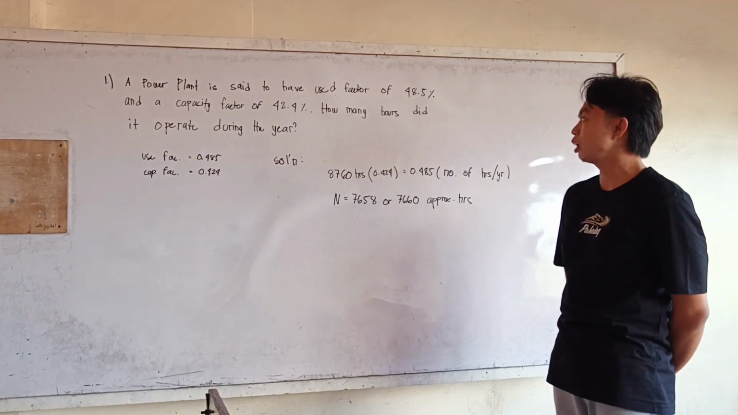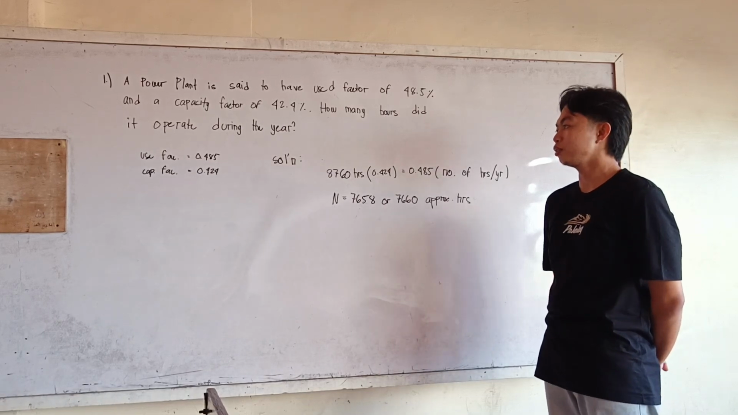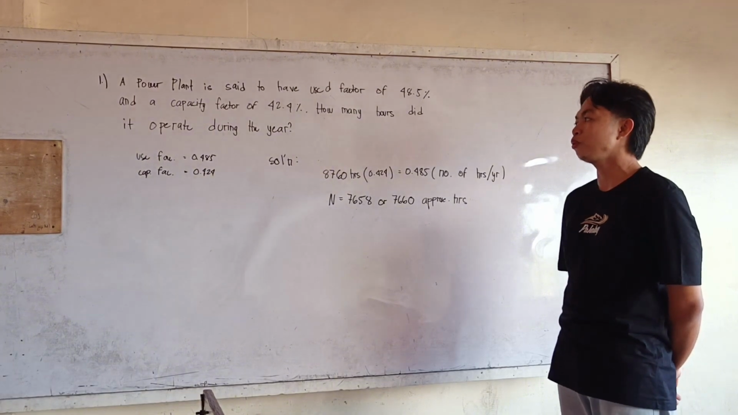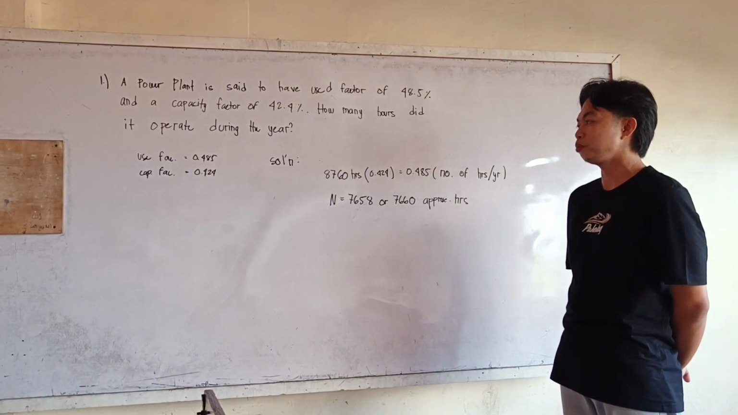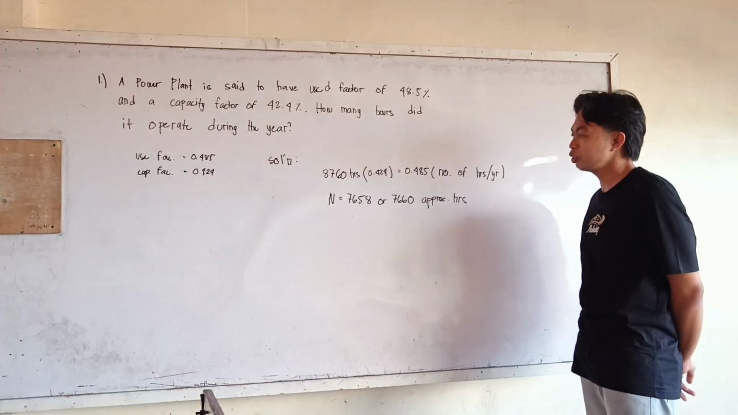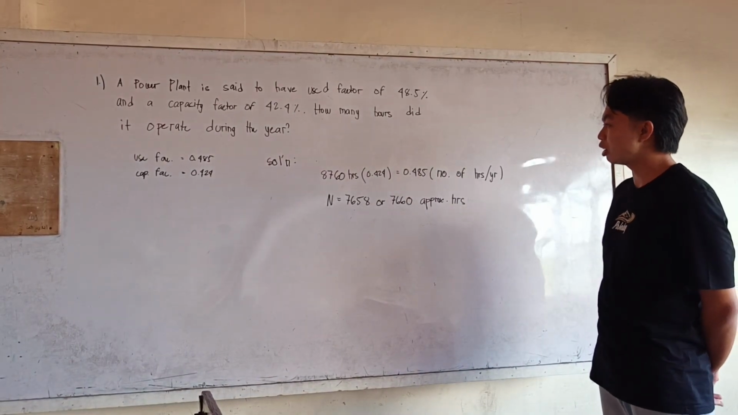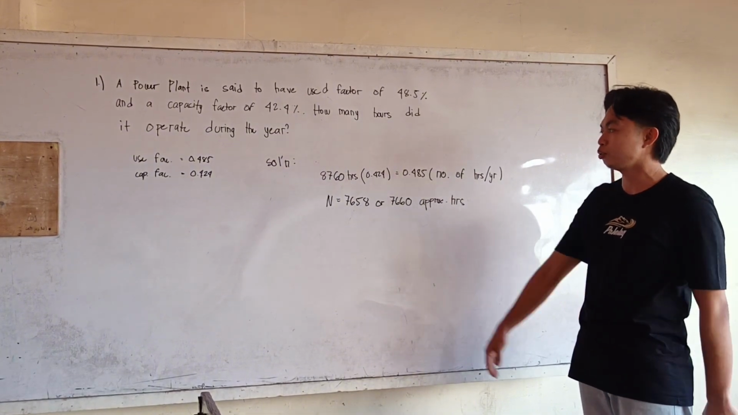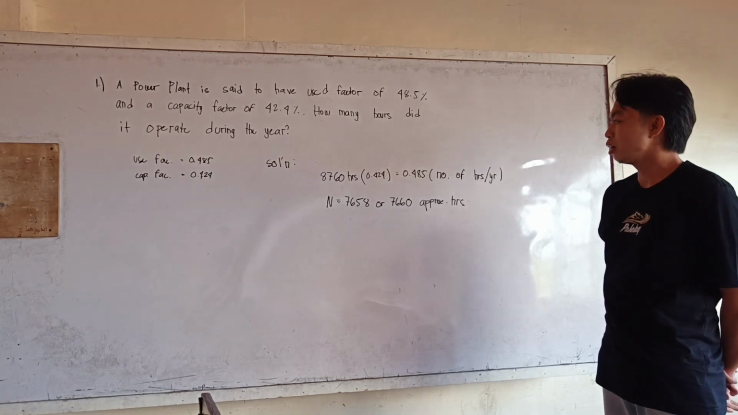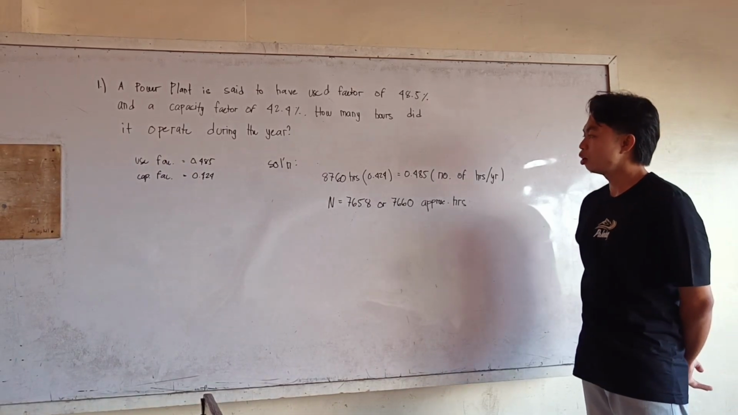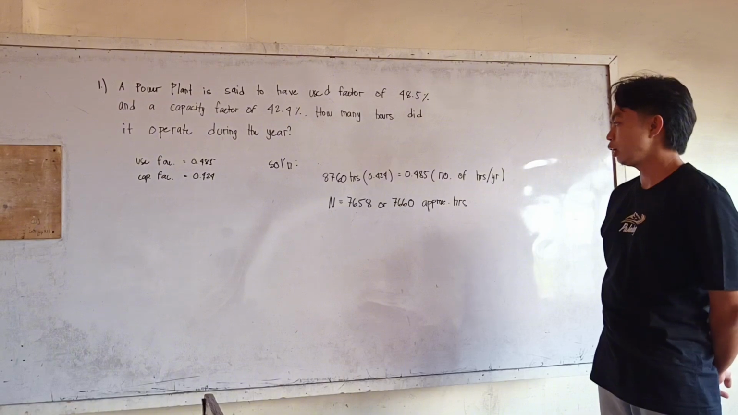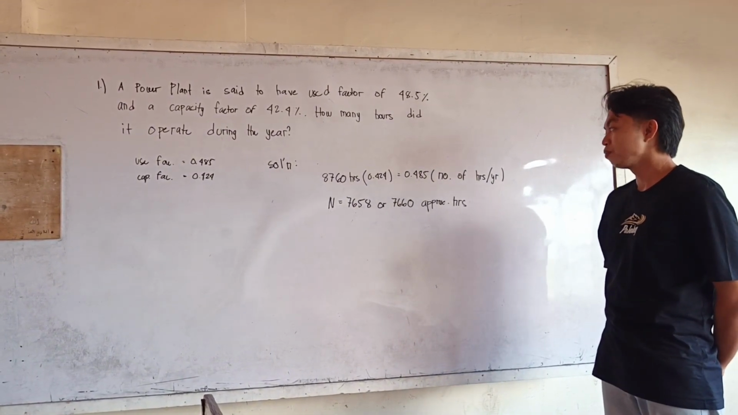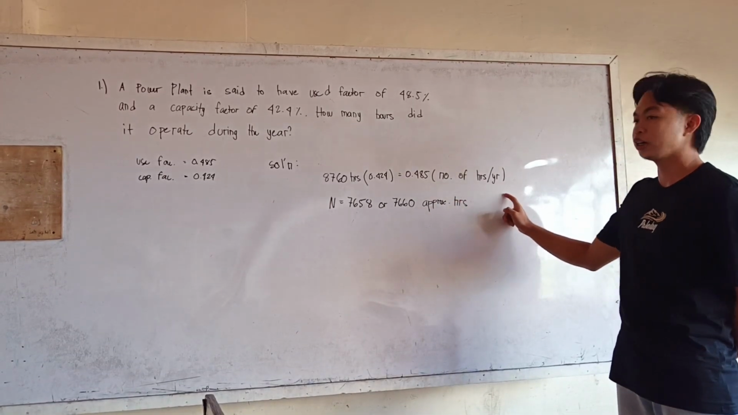So the use factor is 48.5, then convert it into 0.485, and then the capacity factor is 42.4 and convert it into 0.424. So the solution is, since a year has 8,760 hours, we need to put it in here. Multiply it by the capacity factor of 0.424, which equals the use factor, 0.485, multiplied by the number of hours per year.